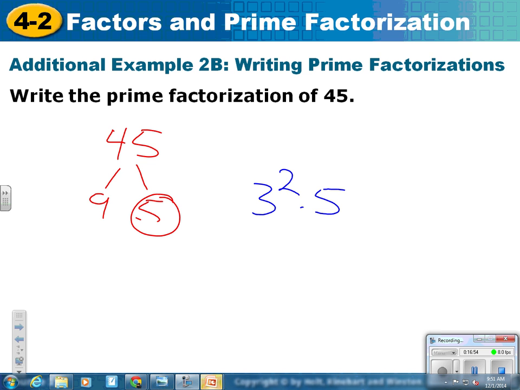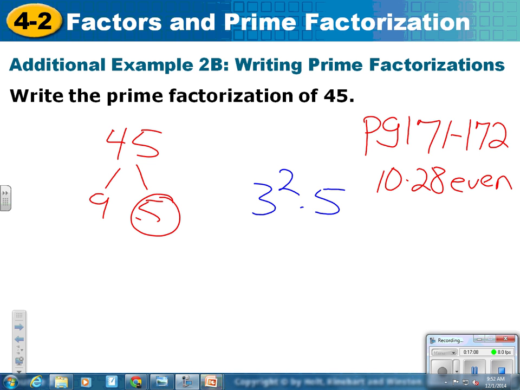Okay? Your homework assignment is page 171, 172, 10 to 28 even, and 46 to 50 even.